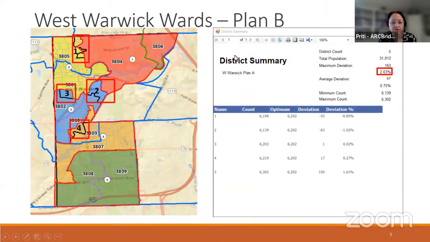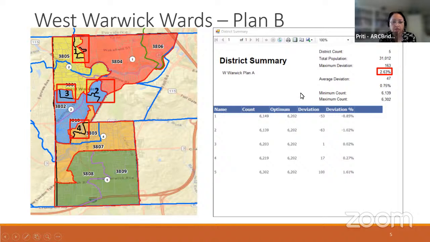So now what we did was we called the current districts Plan A, and then we drafted a new plan which we called Plan B. In this plan, we tried to balance the districts out more so that, look at the differences, the deviation is very low. And when you look at percent deviation here, it's very, very low.